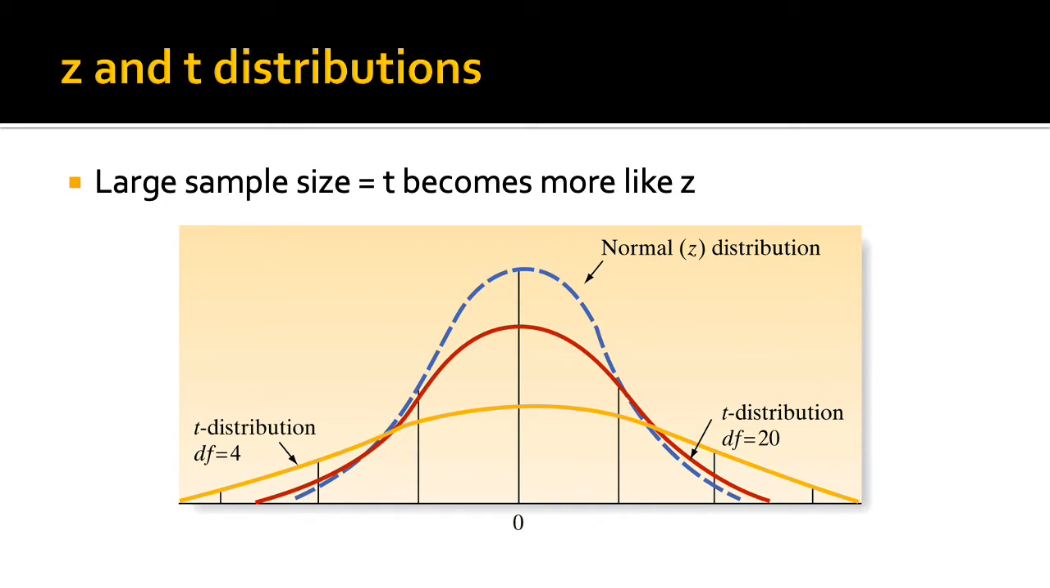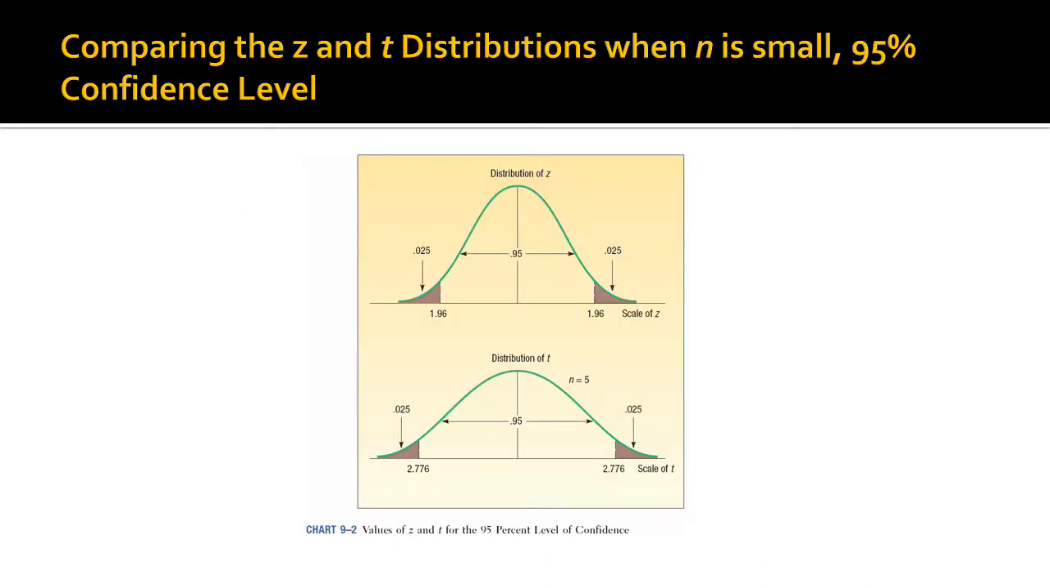And notice it is a very flat distribution. The degrees of freedom of 20 here, this red curve, this is a sample size of 21, and you'll notice this is less flat and is starting to look more and more like a z-distribution. And of course, the dotted blue.